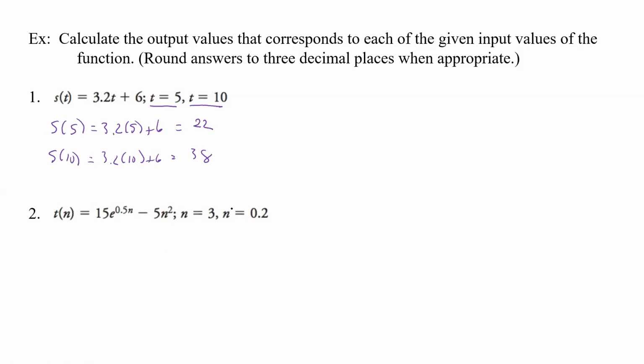Now this one, it looks like it might have some bigger decimals, and so we're going to plug in n is 3 and n is 0.2. So we're going to have t of 3 equals 15e to the 0.5 times 3, and then minus 5, and then it's going to be n is going to be 3 squared. Okay, so this is going to be a little bit more tricky plugging into our calculator. So let me write this down: 15e to the 0.5 times 3 minus 5 times 3 squared. And then the other one is going to be times 0.2. So we'll get that. And so let's go to our calculator.